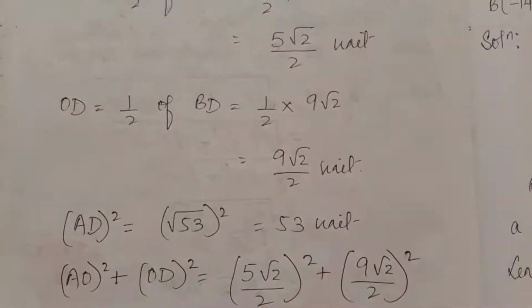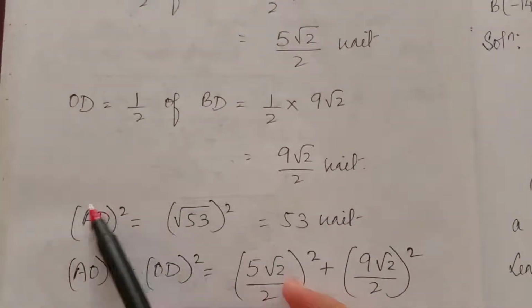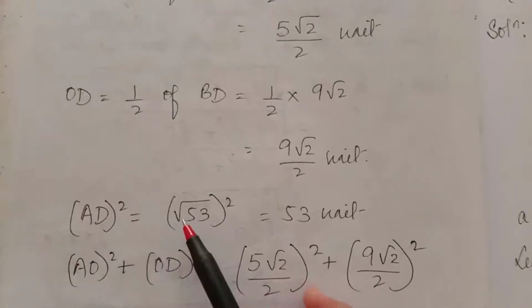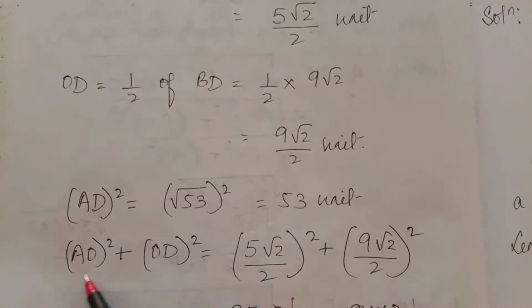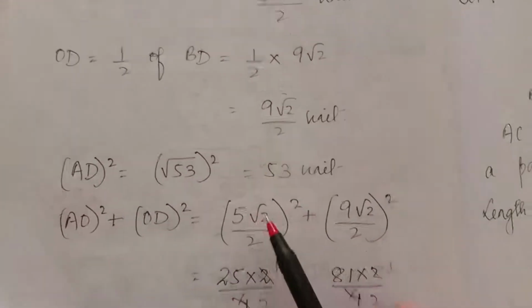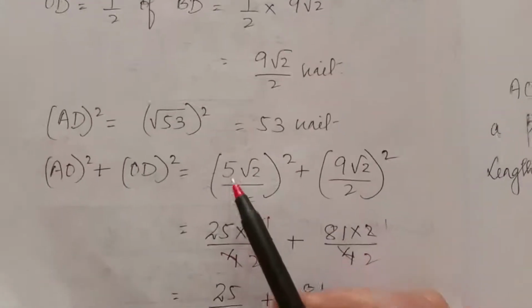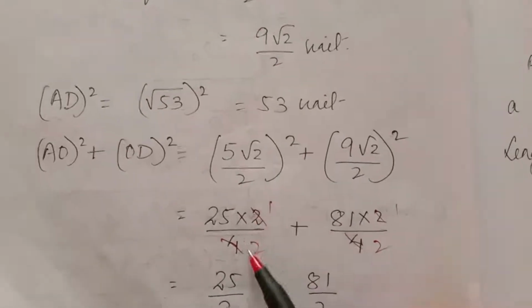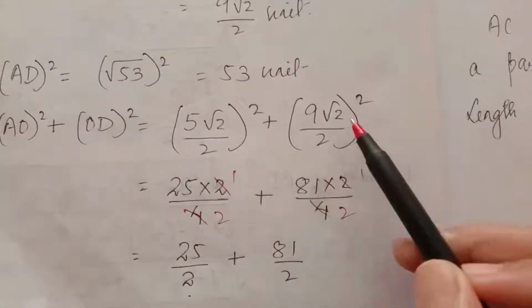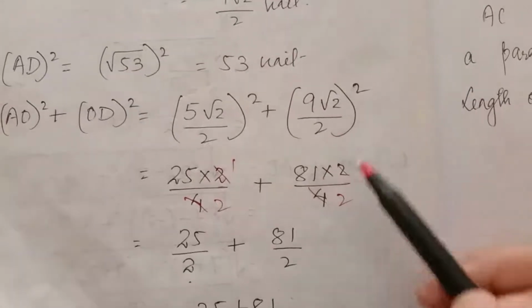And now we have to prove Pythagoras theorem. Hypotenuse AD square is root 53 square, which is 53. Perpendicular is AO and base is OD. So perpendicular square plus base square. 5 square is 25, root 2 square is 2, 2 square is 4. 9 square is 81, root 2 square is 2, 2 square is 4.